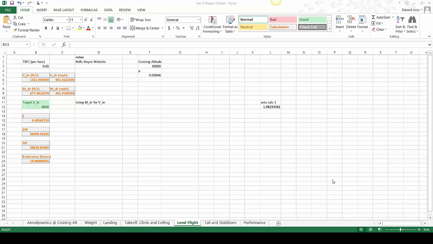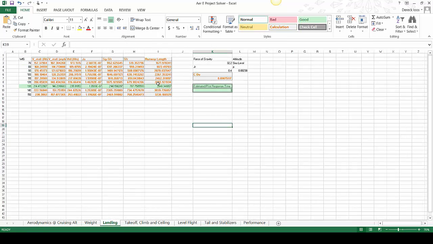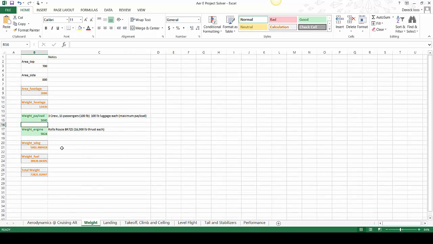Before anything can get done, we have to start with our level 1 requirements. These, in layman's terms, are the things you want out of your airplane. If you take a look, mine are, for starters, range, set to 8,000 miles, takeoff and landing distance, which is going to be less than 3,000 feet. If you look at landing, it's 2,800. And payload, set to 5,040 pounds.